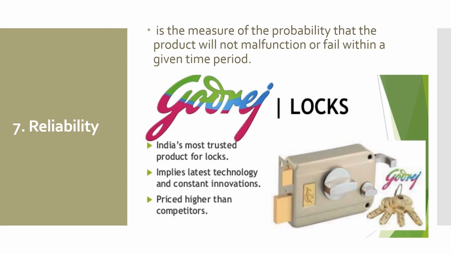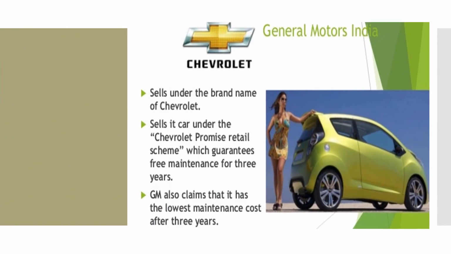So when the consumers purchase products, they have certain expectations as to how well those products will perform and for how long. One example is the Garage lamp. Its differentiation is that it is India's most trusted product for lamps. It implies latest technology and constant innovation, with a price higher than the competitors. Another example is Chevrolet, or General Motors in India. Its differentiation is reliability in sales under the brand name of Chevrolet. It sells its cars under the Chevrolet Promise Retail Scheme, which guarantees free maintenance for 3 years. And GM also claims that it has the lowest maintenance cost after 3 years.